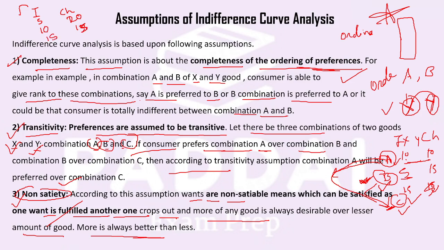So now we again take it as 15, 10. Now when the number of one good keeps on increasing, a person or a consumer has a tendency to desire something which he is getting more, because he believes more is always better. So it is completeness, which means you can order it, put it into an order, transitivity, and non-satiety. It is not stable. You keep on moving towards something which is more. So these are the assumptions.